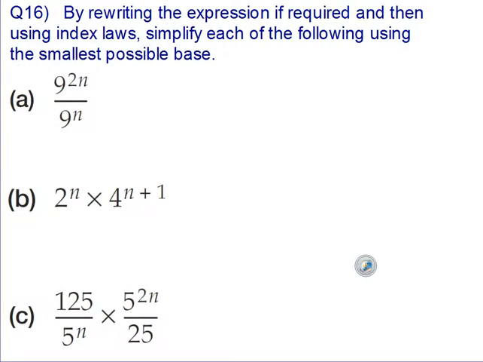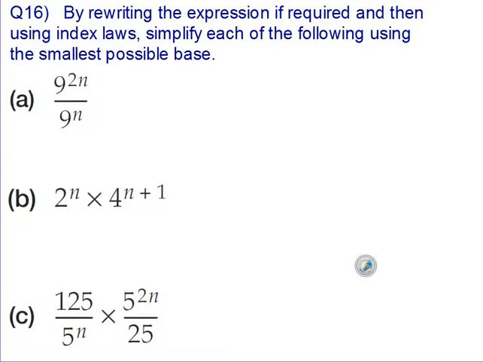G'day. What we're doing today is looking at exercise 3.2, question 16. Fairly tricky little question, but once you learn how to do the first one, you should be able to manage, have a go at least at B and C.